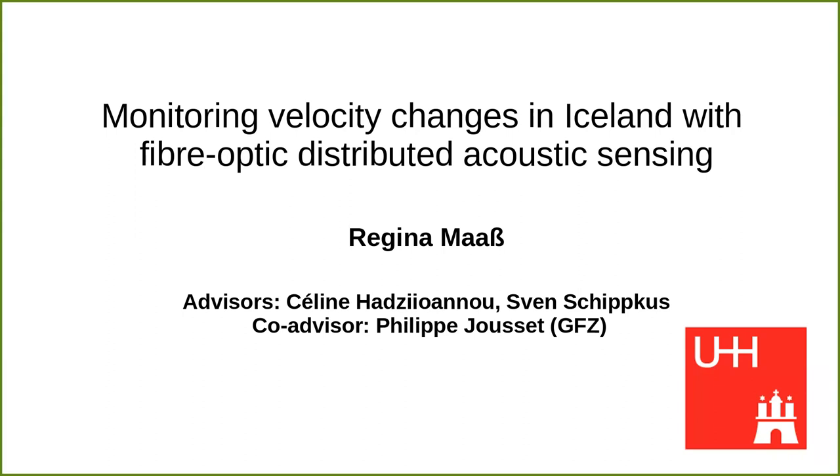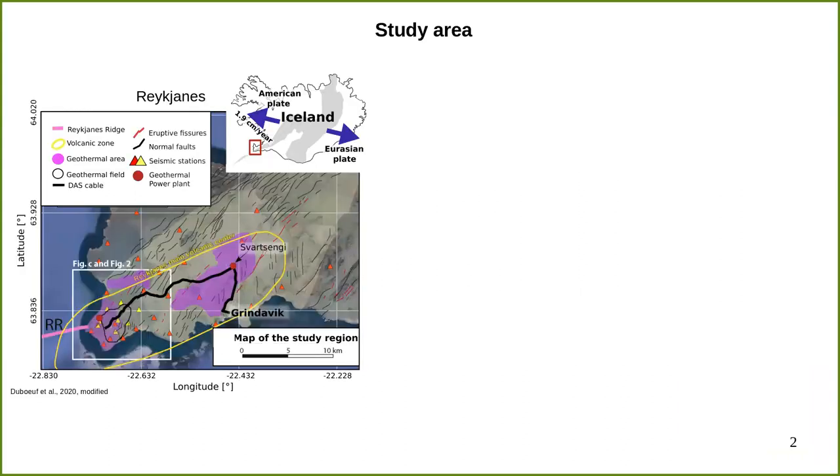At first, I would like to introduce you to the study area. So here in the top right, you see a sketch of Iceland. The plate spreading of the American and the Eurasian plate is indicated, and the red box denotes the location of the Reykjanes Peninsula, which is our study area and shown here in the big figure in detail.